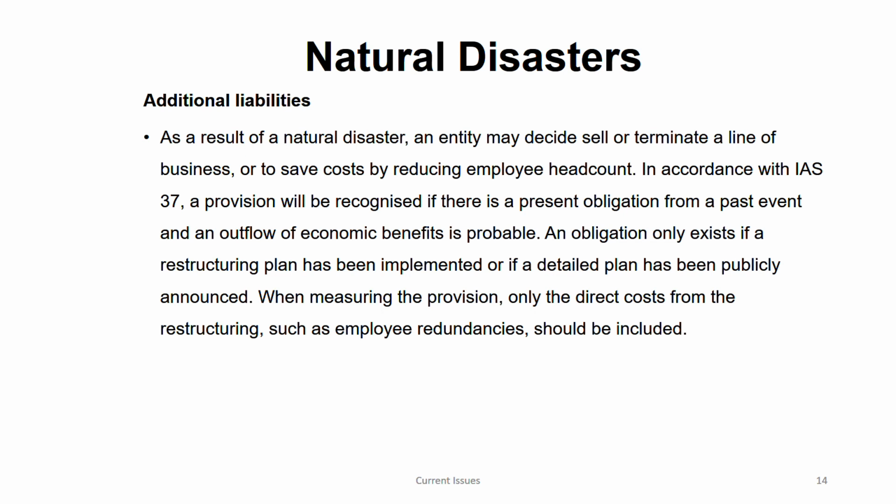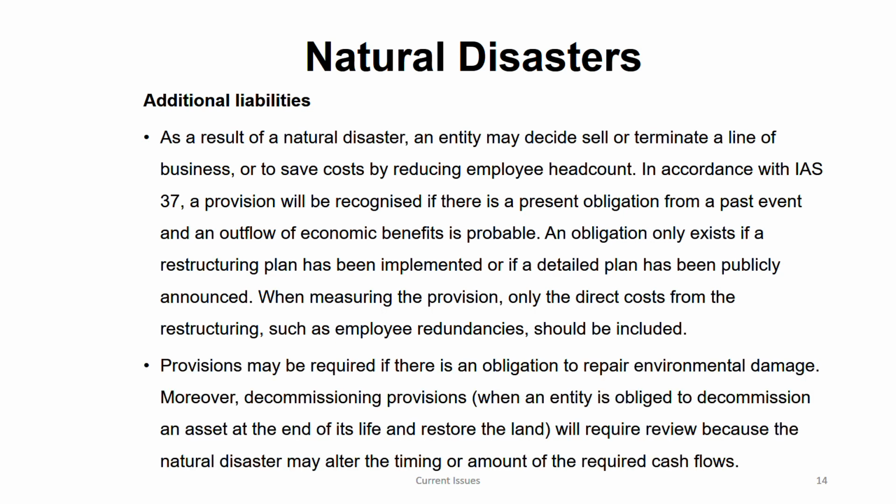So this is a direct cost. Because of this restructuring, only this cost is there. Otherwise, it would not have been. It would not come into the picture. So this employee redundancy has to be included as a provision. Then, what about the other provisions? There could be a provision if there is any requirement or an obligation to repair environmental damage because of a natural disaster. Maybe there's some environmental damage that took place. Now you have an obligation to repair that damage. So because of that, you have to recognize a provision.